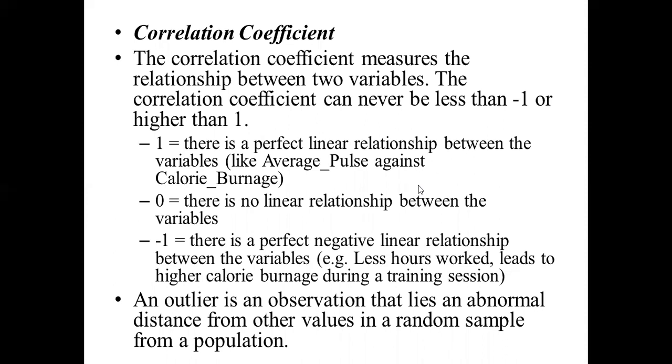Later we have to read the concept of an outlier. An outlier is an abnormal case where the data point is separated from the maximum population. An outlier is an observation that lies an abnormal distance from other values in a random sample from a population. So this we have seen.